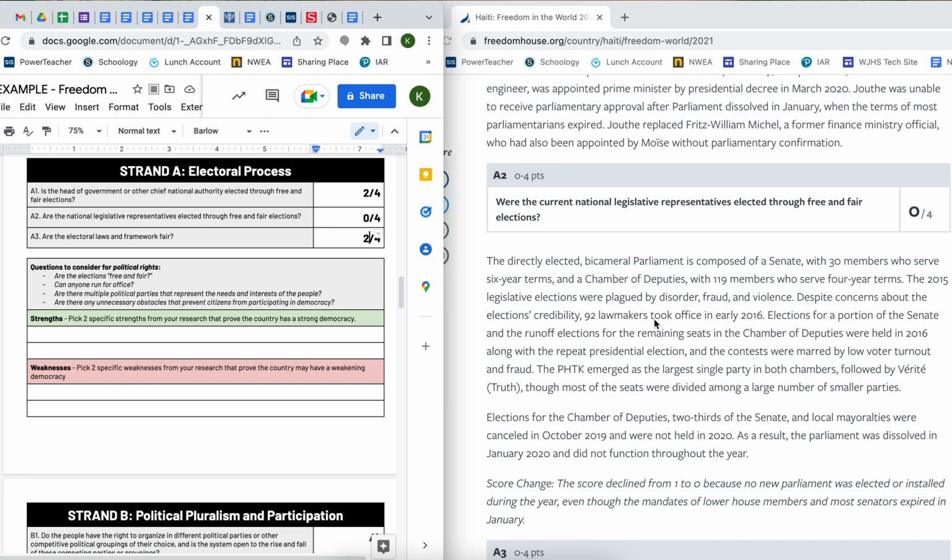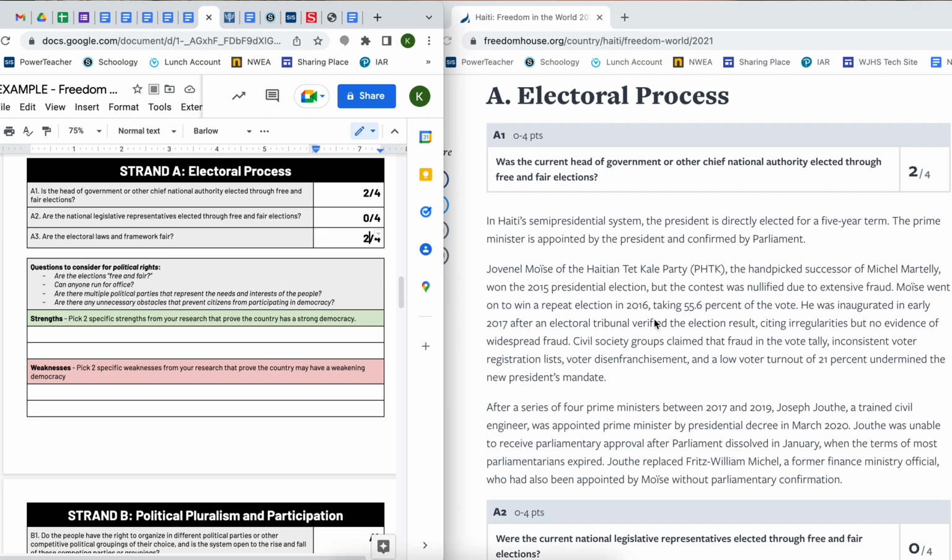After that, you have this entire section, A1, A2, and A3, to pull information from to fill in the strengths and weaknesses, right? So as you're filling this in, let's read together under how did they get their power under the strand A1. So it says, in Haiti's semi-presidential system, the president is directly elected for a 5-year term. The prime minister is appointed by the president and confirmed by parliament. So that structure alone is a strength of their democracy, right? So I would put it here.